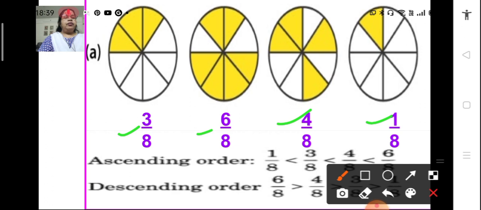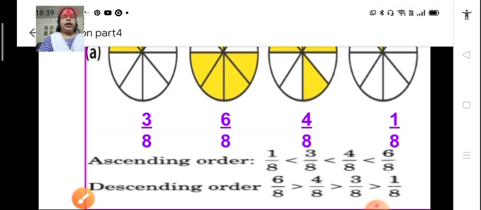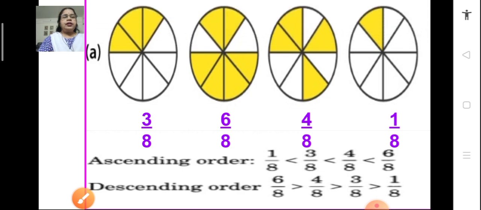Now we have to arrange them in ascending order. That means from the smallest to the greatest. So which is the smallest fraction here? We know that they all have the same denominators. So we compare their numerators. So which is the smallest fraction? It is 1 upon 8. Greater than that is 3 upon 8. Greater than that is 4 upon 8. And the biggest, the largest, is the fraction 6 upon 8.